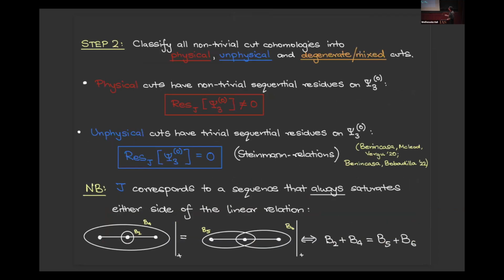But there's a step 2 in which we classify all our non-trivial cut cohomologies in step 1 into physical, unphysical, and degenerate cuts. So physical cuts have non-trivial sequential residues on the FRW form. However, we need to weed out unphysical cuts, and unphysical cuts yield trivial sequential residues on the physical form. So these annihilate the physical form, and these are called Steinmann relations and have been studied in the cosmological context by these authors. But one thing to note is that this unphysical sequence always corresponds to a sequence of residues that saturates either side of the linear relation. So 2 and 4 and 5 and 6 are always unphysical residues and give trivial results.